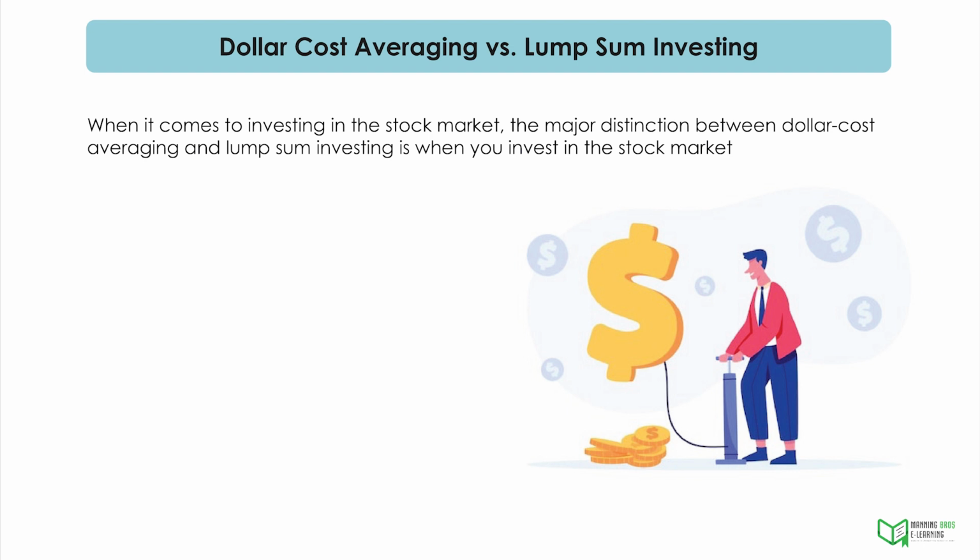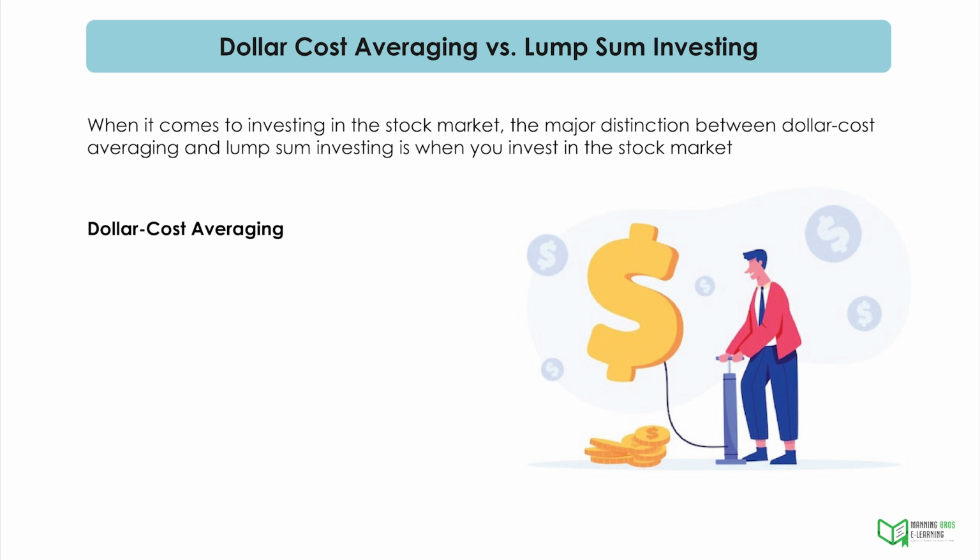Dollar cost averaging involves investing little sums of money at regular times throughout time. Lump sum investment, on the other hand, is when you invest all of the money you have available to invest at the time.